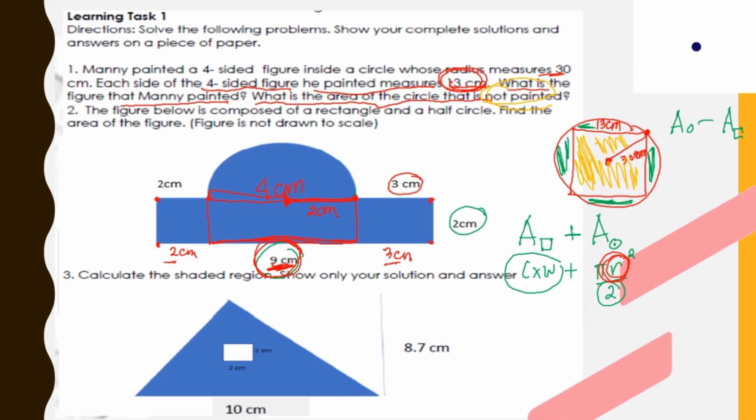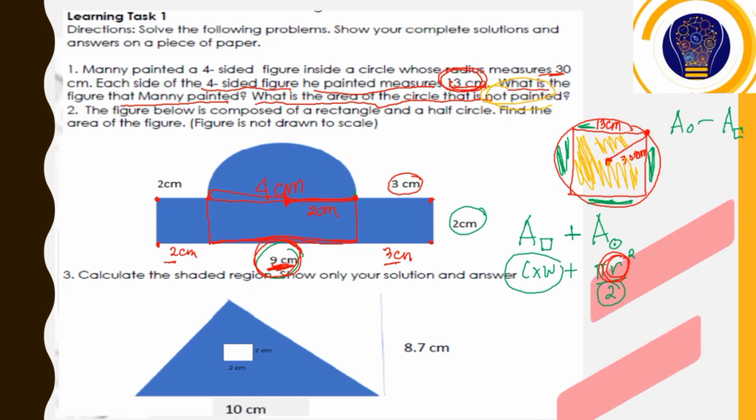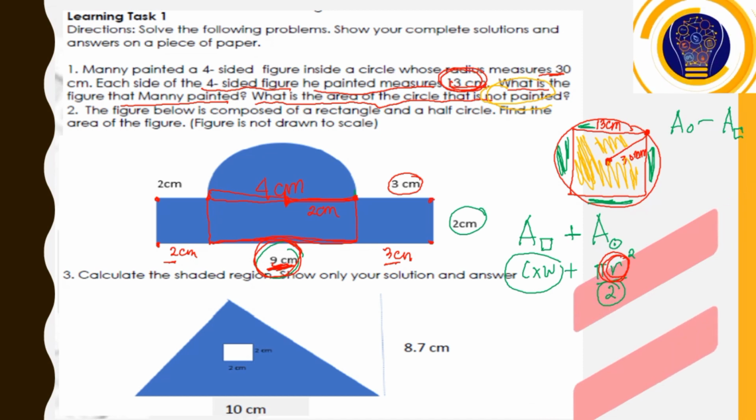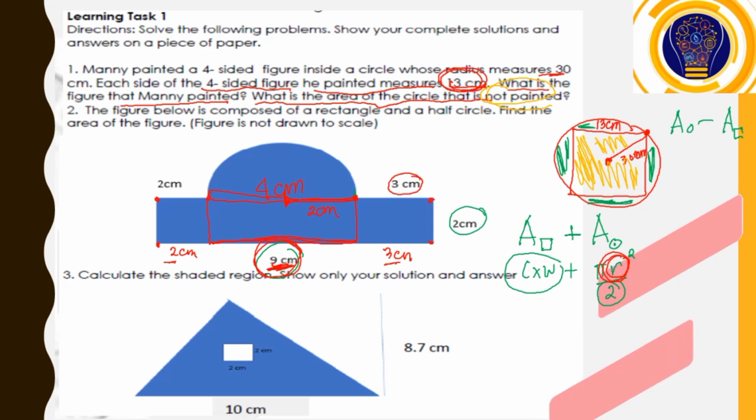Kukunin mo yung area ng rectangle dito. Ito, which is 9 centimeters by 2 centimeters. So, you have the area of the rectangle. Plus, bakit ipa-plus? Kasi kukunin mo yung kabuuang area. Area of the semicircle. Area of the circle. Semicircle lang yung kukunin mo eh.